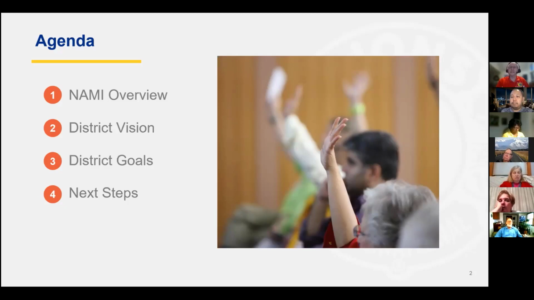We then need to be sure that we set the tone, that everyone knows that this is a safe zone. There are no crazy ideas. The crazier, the better. We're getting outside the box. We're breaking the molds. We're going to do things we've never done before.